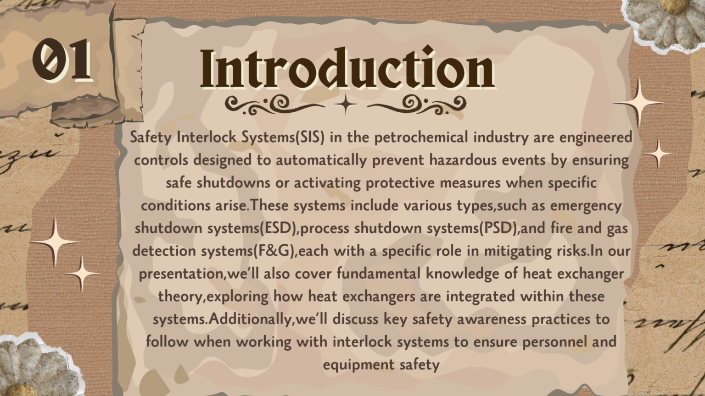I will start first. Safety interlock systems (SIS) in the petrochemical industry are engineered controls designed to automatically prevent hazardous events by ensuring safe shutdown or activating protective measures when specific conditions arise. This system includes various types such as emergency shutdown system (ESD), process shutdown system (PSD), and fire and gas detection system (F&G), each with a specific role in mitigating risk.